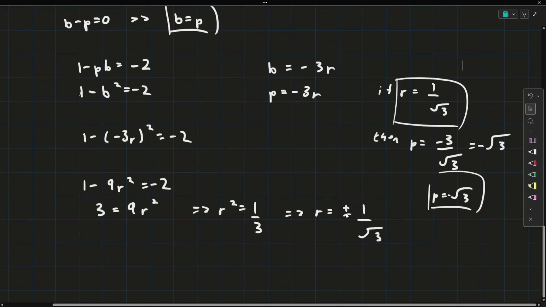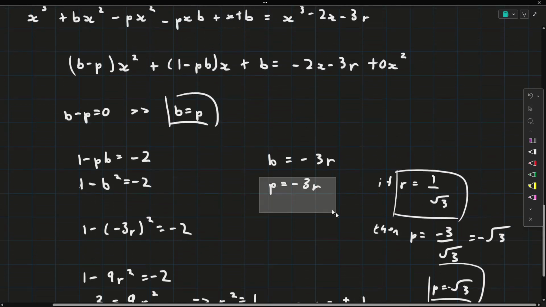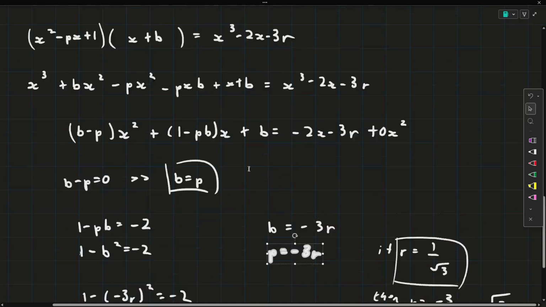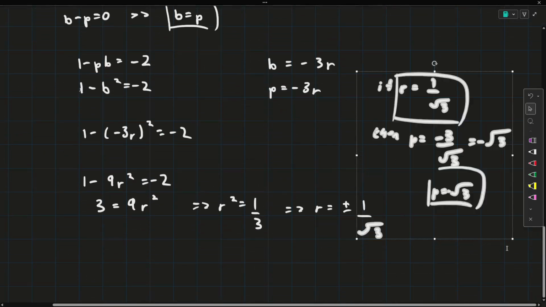And if we ended up using r as minus 1 over root 3, well then p would have been positive, because r would be negative, and then we're multiplying by a negative, so then p would be positive, and we're not allowed to have that. So that's why these are the two answers.